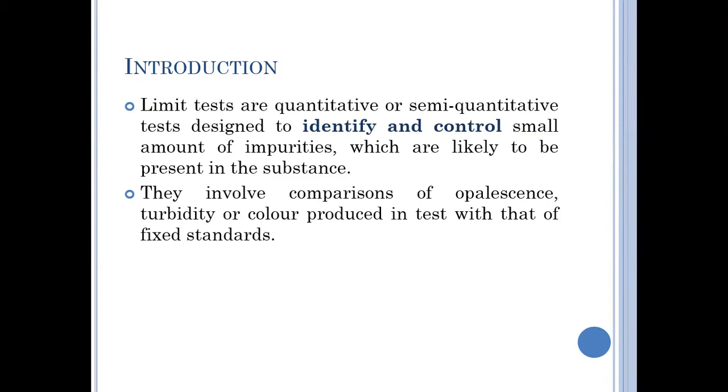So now why limit tests are said as semi-quantitative? Because in limit tests we cannot detect the exact amount of impurity which is present in our sample, but here we can determine the level above or below which the impurities are present in our sample, and also they are not qualitative because we cannot find which impurity is present. We can determine only the level below or above which certain impurities are present. Hence, they are known as semi-quantitative.